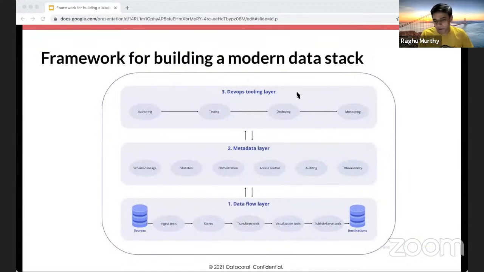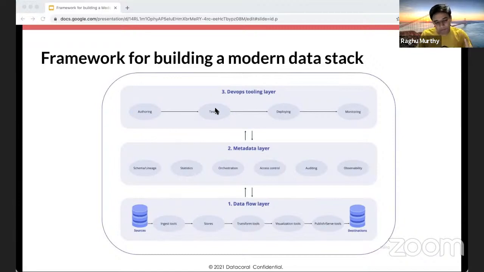And then the top one is probably the most obvious one, especially if you're an engineer: your DevOps tooling layer. How do you author any aspect of this data flow, either ingestion or transformations or even publishing? Maybe you build your own visualizations. What is your authoring flow? How do you test the code that you're writing, or configuration even? How do you test the configuration? How do you deploy your changes, and how do you ultimately monitor them?